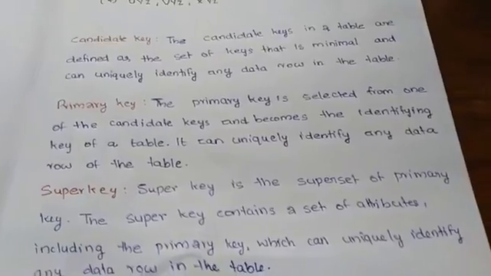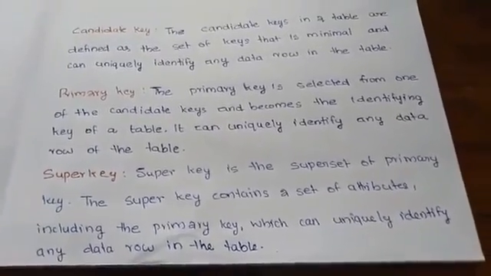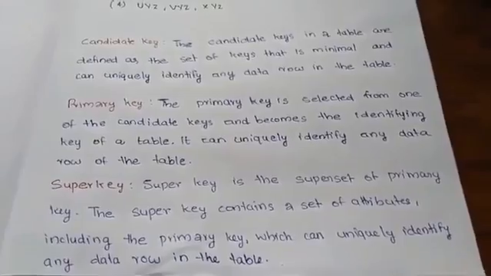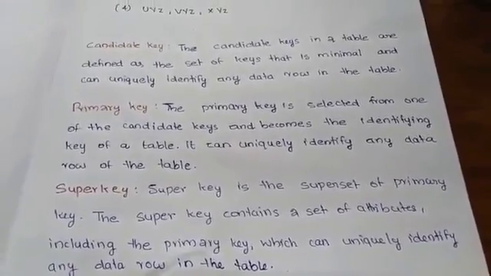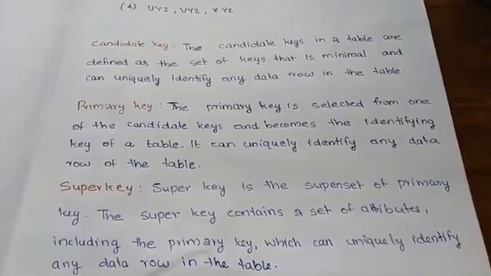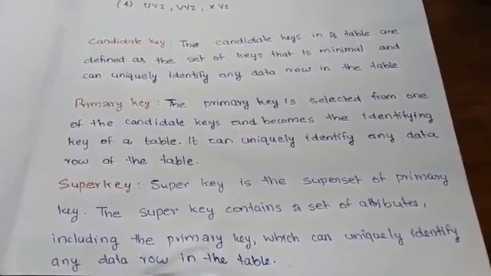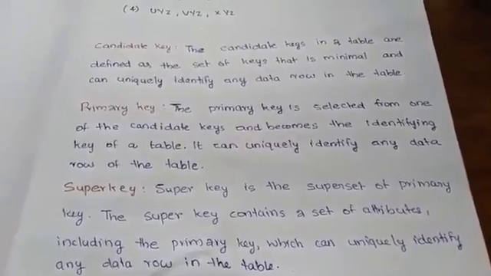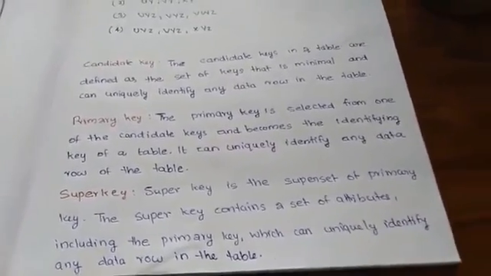Next one is super key. Super key is the superset of primary key. The super key contains a set of attributes including the primary key which can uniquely identify any data row in the table.